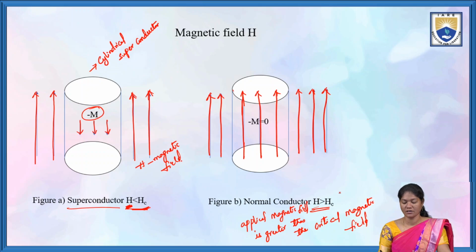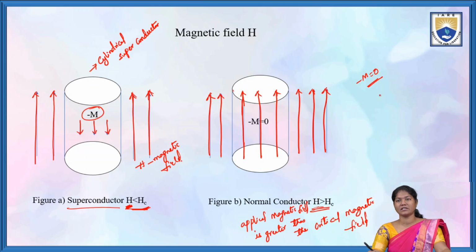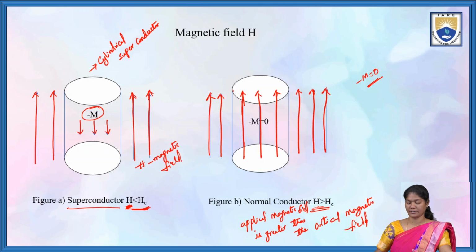When we keep on increasing the applied magnetic field above the critical magnetic field, the magnetic lines can pass through the conductor. In this case, minus M, the opposing magnetization, becomes 0, so the applied magnetic field can pass through the conductor. So it converts into a normal conductor.